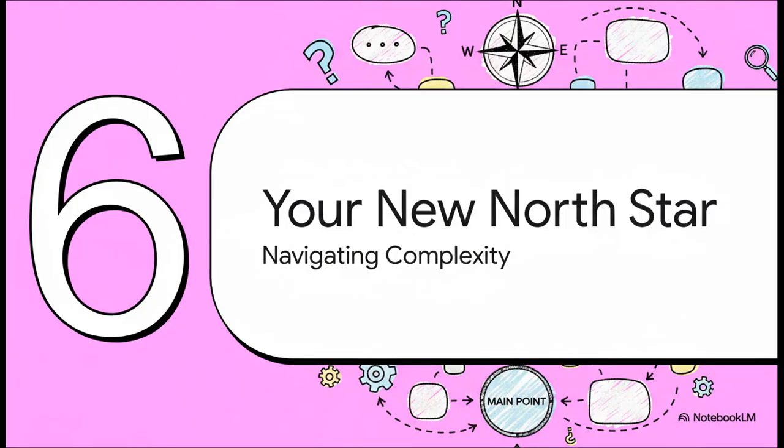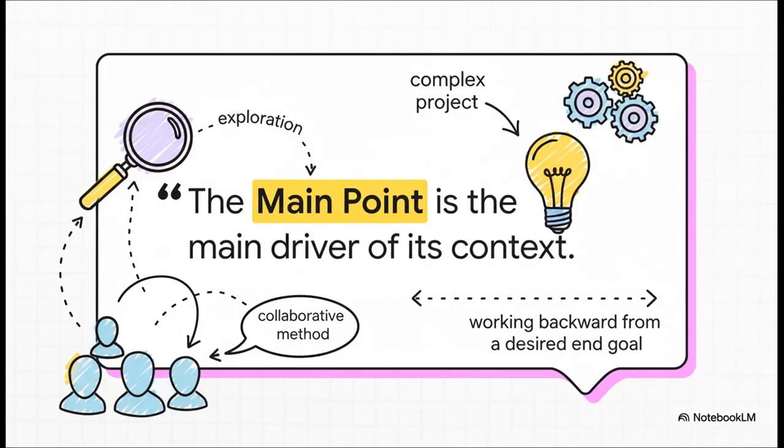And all of this really brings us to the main takeaway from this whole philosophy. It's like having a new North Star to guide you whenever you're trying to navigate complexity. If you only remember one thing from this whole explainer, please make it this: the main point is the main driver of its context. Our biggest mistake is so often getting lost in all that contextual noise. This approach teaches us to find that central driving concept first, because once you've got that, everything else just starts to fall into place around it.